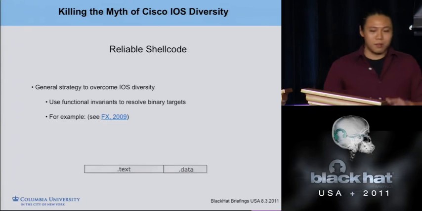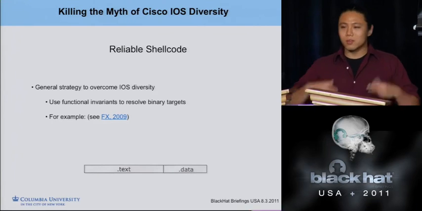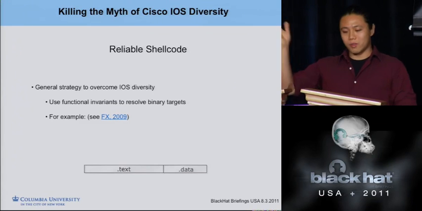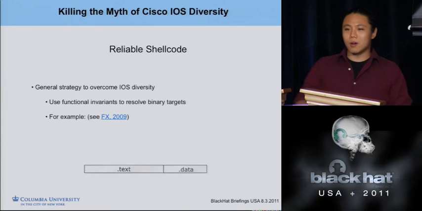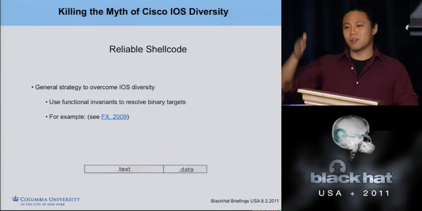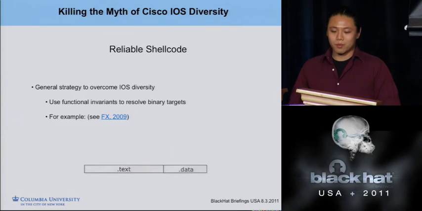So what do you do in this case? This is something FX talked about 2 years ago. The general strategy is you use some functional invariant, in this case, the function and the string that it prints out, and compute some feature at exploitation time to resolve the binary target for this unknown iOS image. And in this case, that is the memory location of the function that handles authentication. So in this case, it's a very simple 2-step process.